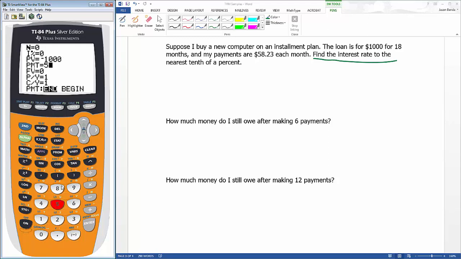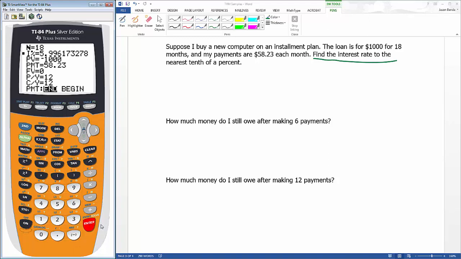The amount of the payment is $58.23 each month. So that's 12 payments per year. Future value is going to be 0 because if I'm buying something on installment, I'm going to pay it off and I'm going to owe 0 at the end. And the number of months here is 18. So solve for the interest rate.